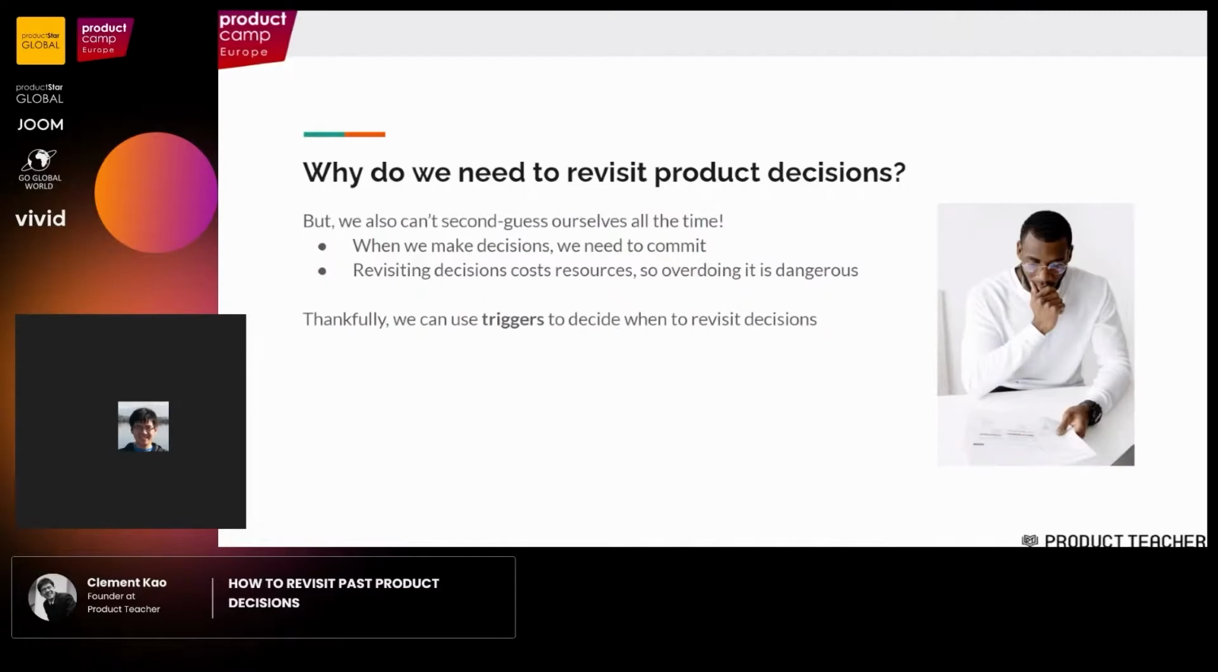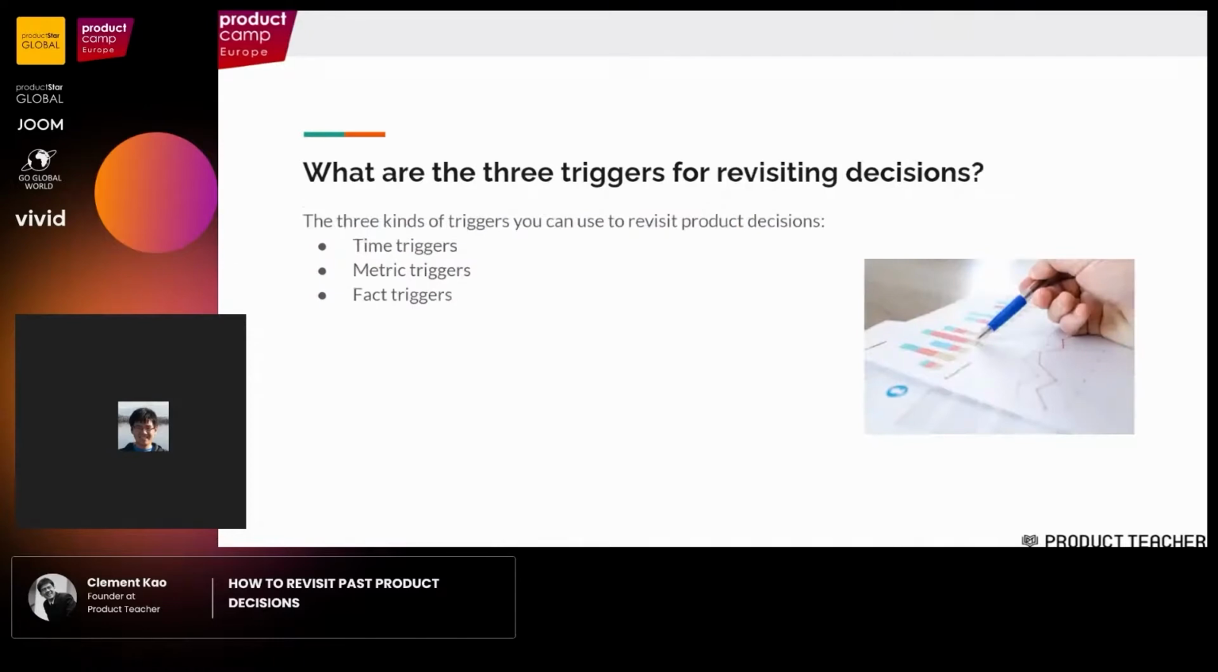So now we have these triggers, but what kinds of triggers should we be using? The way that I see it is that there are really three core kinds of triggers you can use to revisit the decisions that you've made on your product. So really the three are time-based triggers, metric triggers, and fact triggers. So what I'm going to do is talk about each of these three. And then I'm going to provide a couple of examples on how you can also leverage it and what that really looks like in real life.